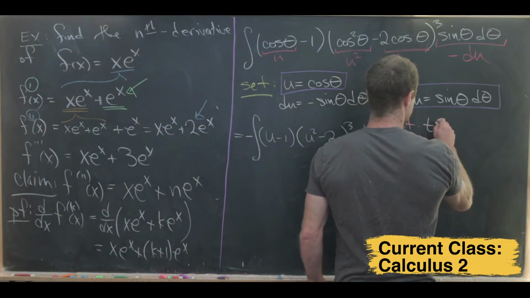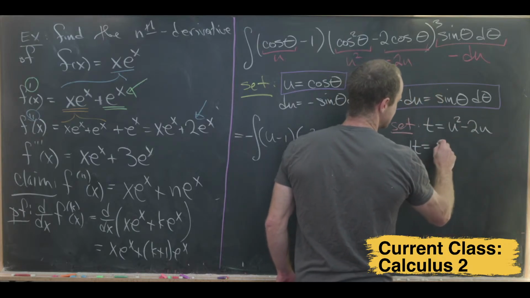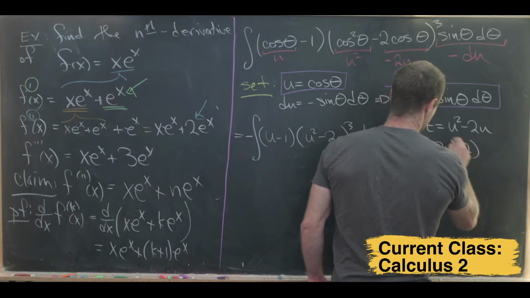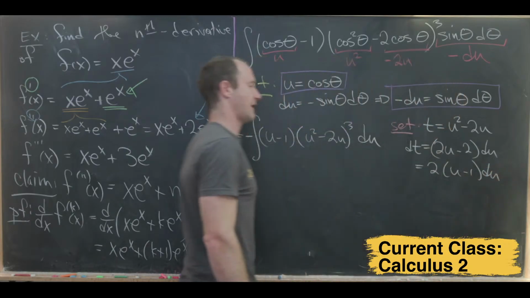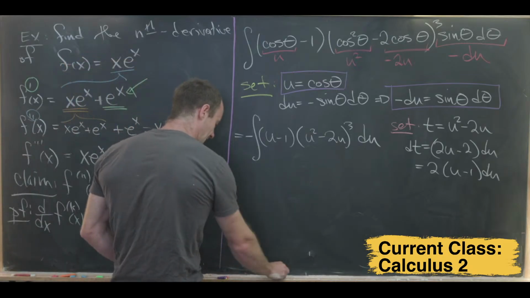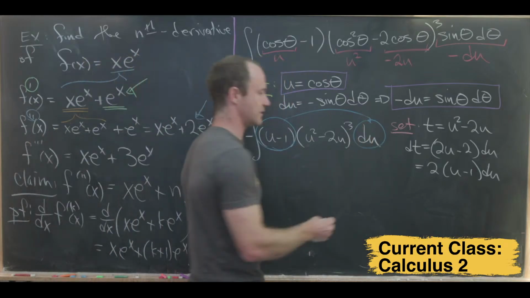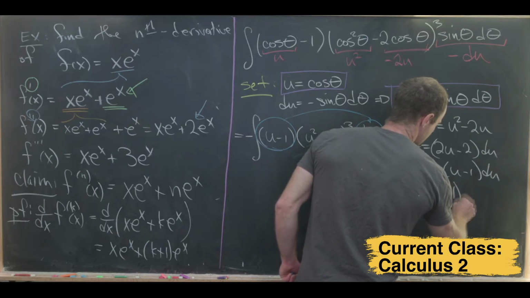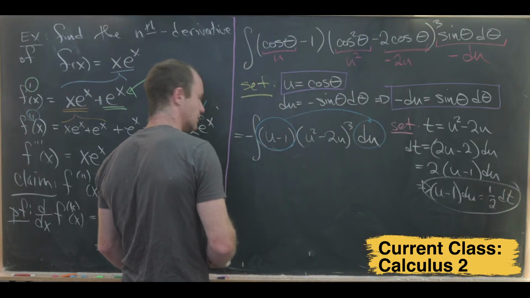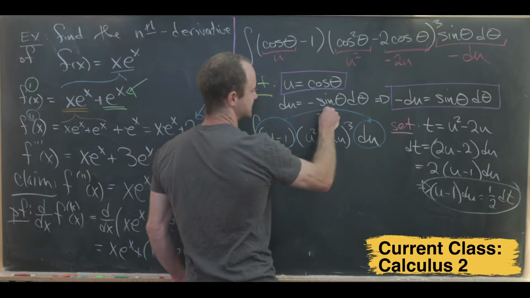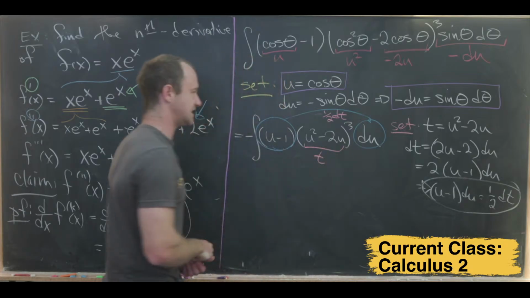Let's maybe use t. Let's set t equal to u squared minus 2u. That means dt is equal to (2u minus 2) du. But notice that's 2 times (u minus 1) du. Okay, cool. But notice I have (u minus 1) du, not (2u minus 1) du. So that motivates me to solve and get (u minus 1) du equals half dt. Great. And so these are like my dt earmuffs. So this is just half dt, and then this just turns into t.